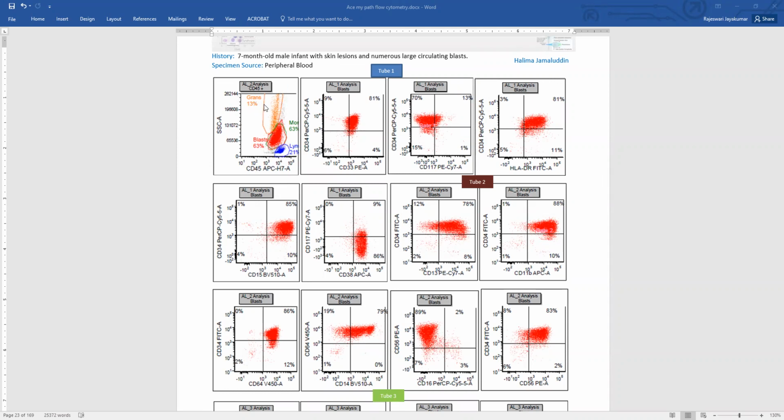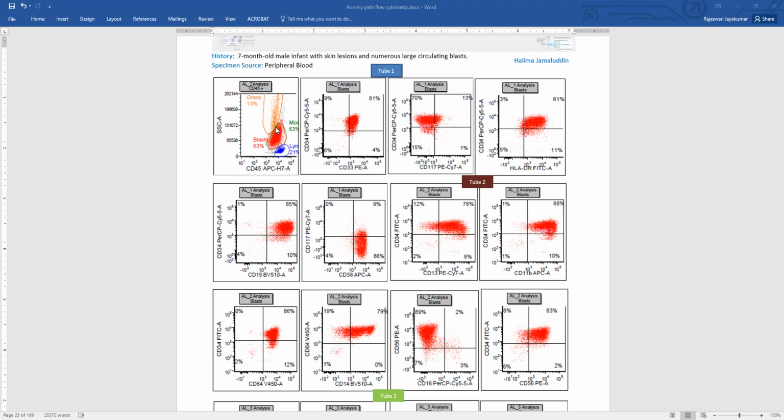The granulocyte gate usually has dimmer CD45 than lymphocytes and monocytes, and they have high side scatter due to their granularity. And we have a huge population here that is painted red. They have called it blast, and usually the blast gate is located here, with dimmer CD45 and low side scatter because blasts usually do not have granules. Certain blasts can have granules, but the majority don't. The monocyte gate will usually be here. Monocytes have bright CD45 similar to lymphocytes, and slightly higher side scatter than lymphocytes because of minimal granularity.